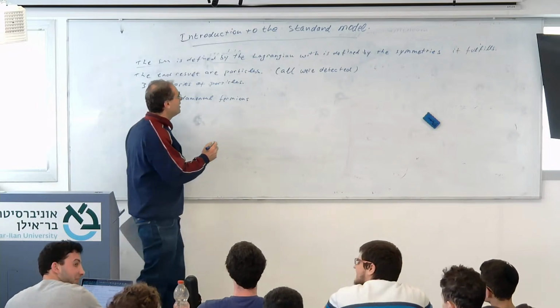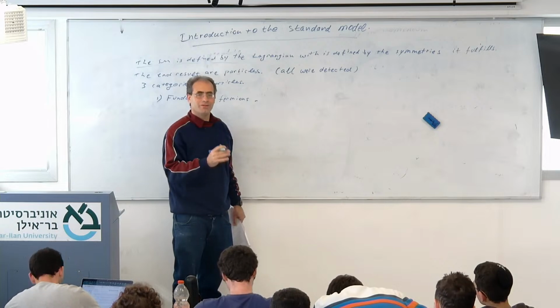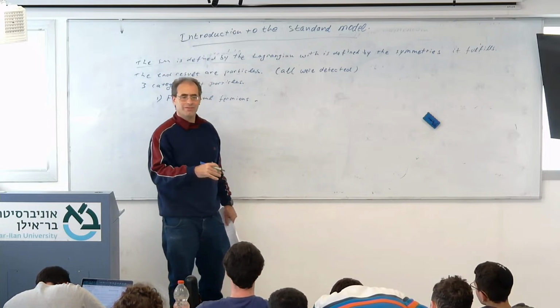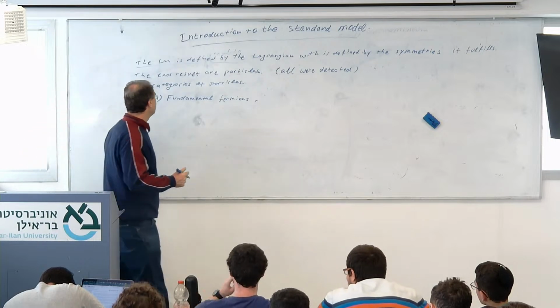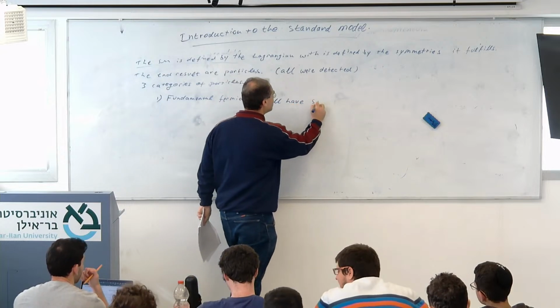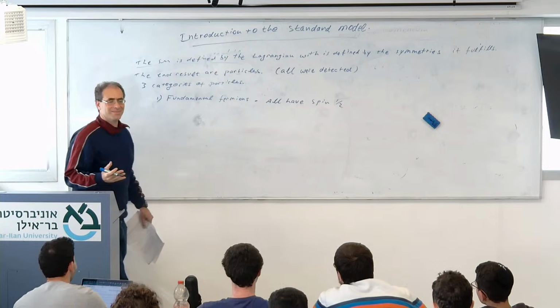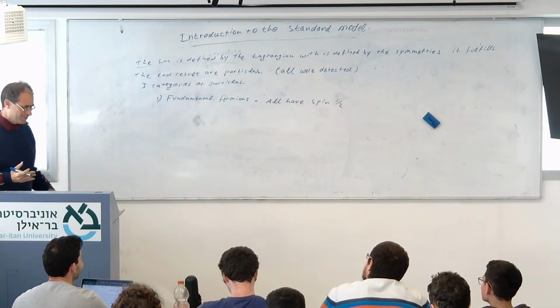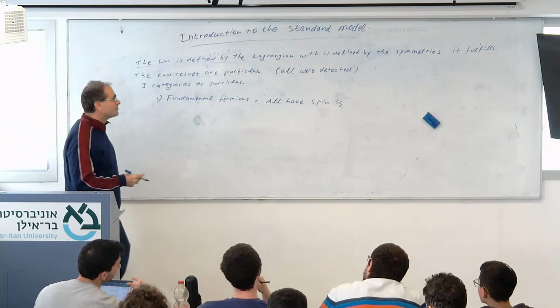They all have spin half. The spin statistics theorem: all the fermions have half integer spin. All the bosons have integer spin. So fundamental fermions all have spin 1/2. Do you know what spin is? These are also known as matter particles.